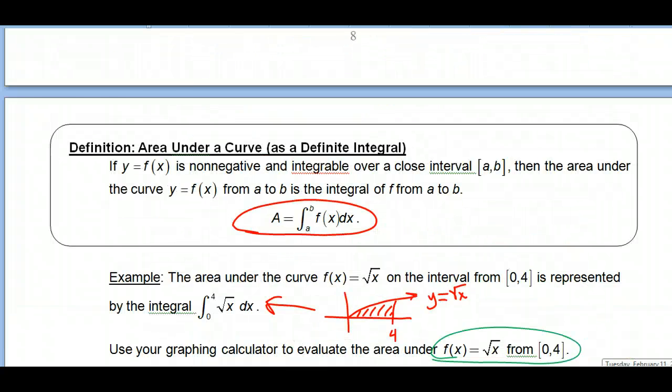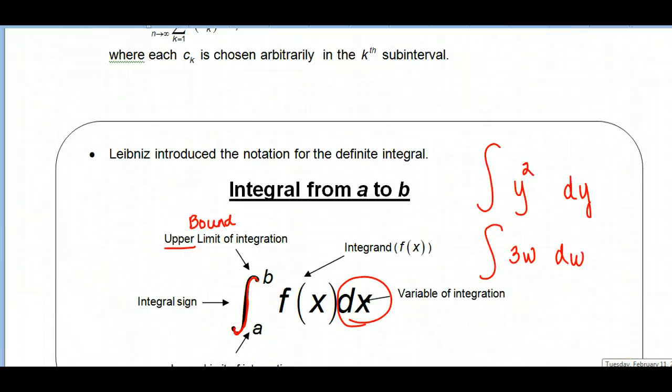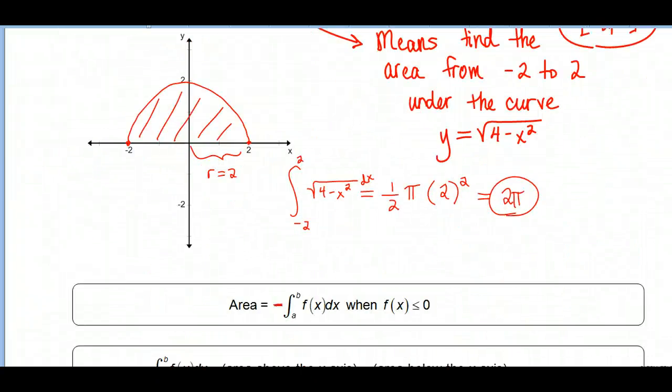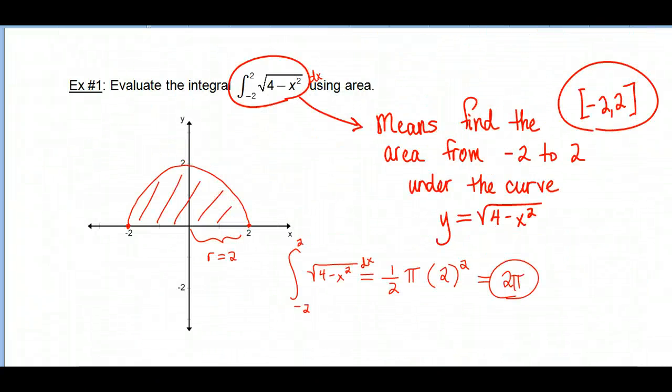Example 1. Okay, so again, when we evaluated this, you have a way on your calculators now, even though we solved this using area, to plug this into your calculator and check. Obviously your calculator is not going to give you an answer with pi in it, it's going to come out to like 6.28, but you could still verify. So that's the nice thing about using your calculator to check.